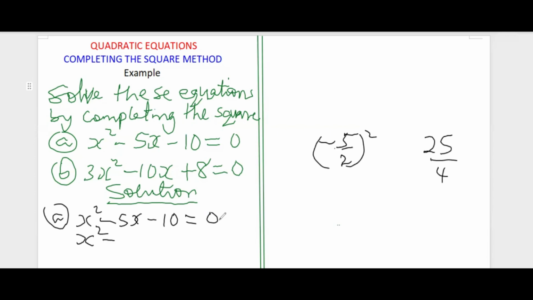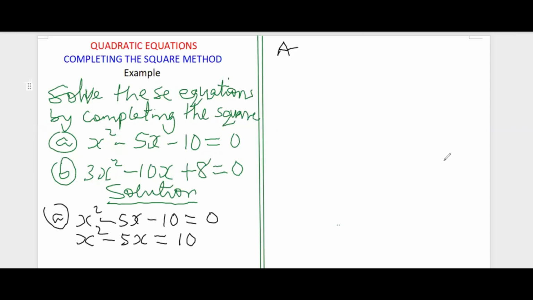x squared minus 5x equals, so we move it away, that's 0 plus 10, that is 10. Since you are moving it away, you now look for what will make it perfect. What will make it perfect is half of this minus 5, squared, which is 25 over 4, as we have rightly seen here. So you now say add half of this coefficient squared, that is 25 over 4, to both sides.